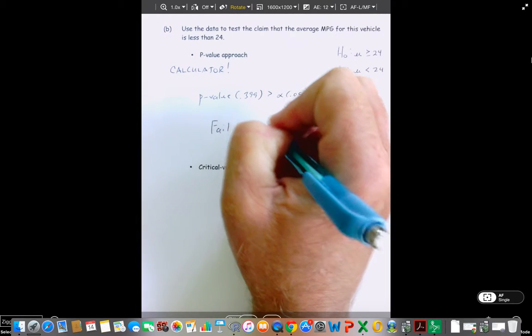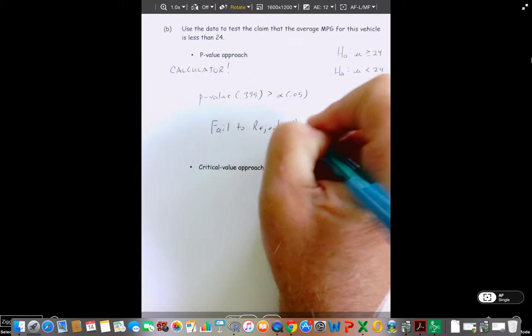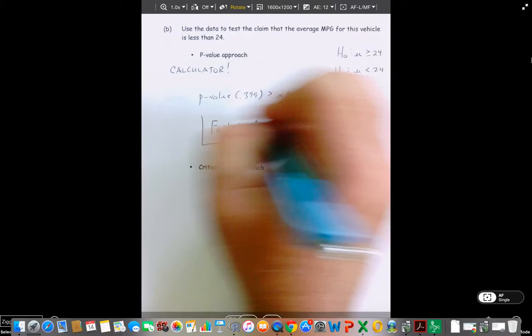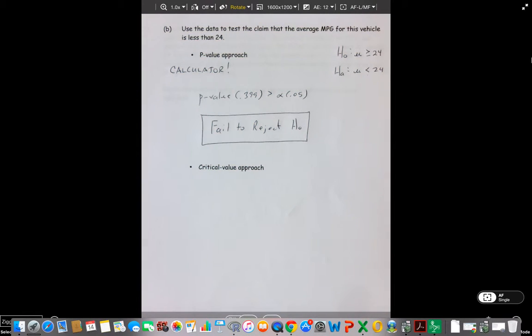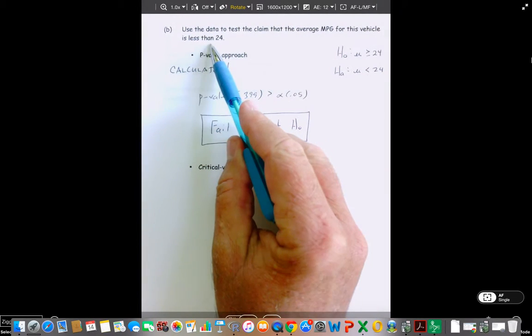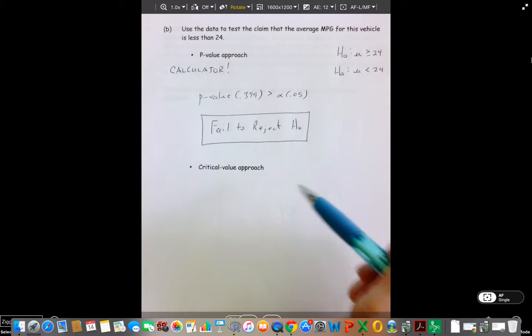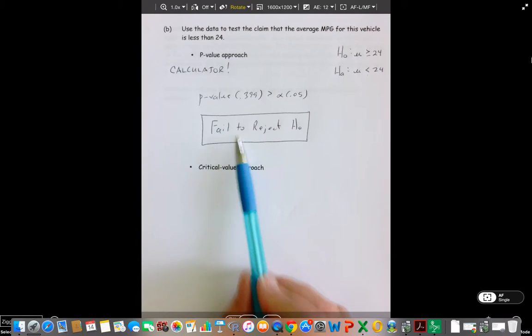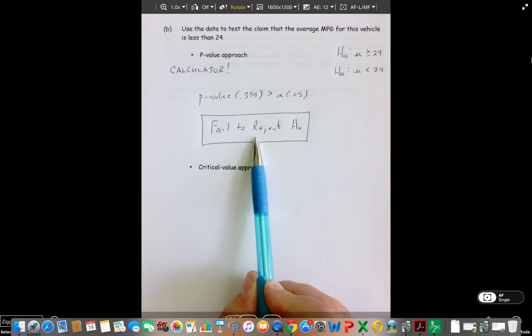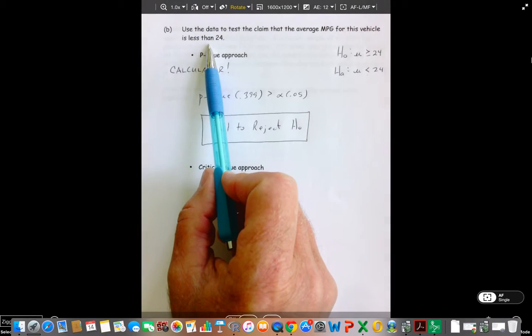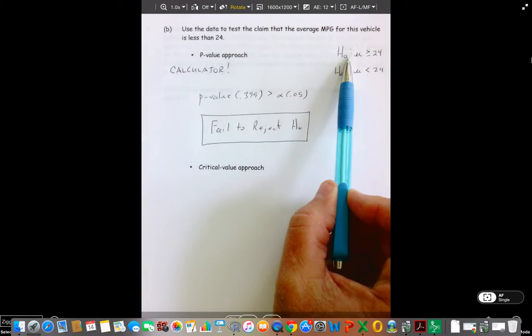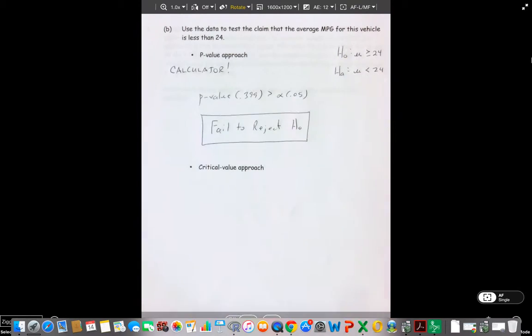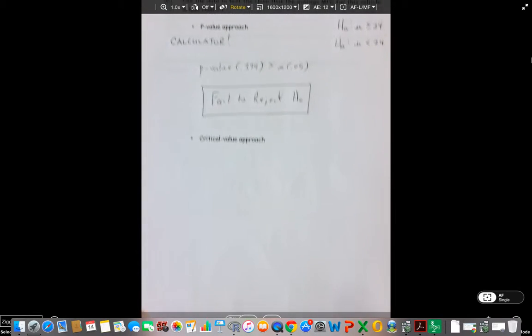So regardless of whether you test that it's different or that it's less than, in this problem you're going to fail to reject. It won't always be the same thing in each problem. So there is not sufficient evidence to conclude that the miles per gallon is less than 24. There's sufficient evidence to conclude that the miles per gallon is 24 or higher. Okay. Now, the critical value approach.